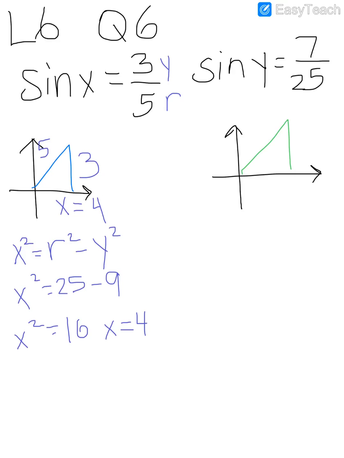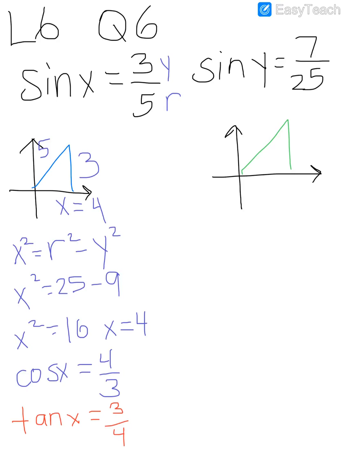Once I have that, I could write down the cos of x and the tan of x. So the cos, if you were asked, of x is equal to x over r, which is 4 over 5. And the one that we're going to need for this question is, we're eventually going to need to know what the tan of x is. So tan is y over x, and that would be 3 over 4. Okay? In the second one, sine of y is equal to 7 over 25.